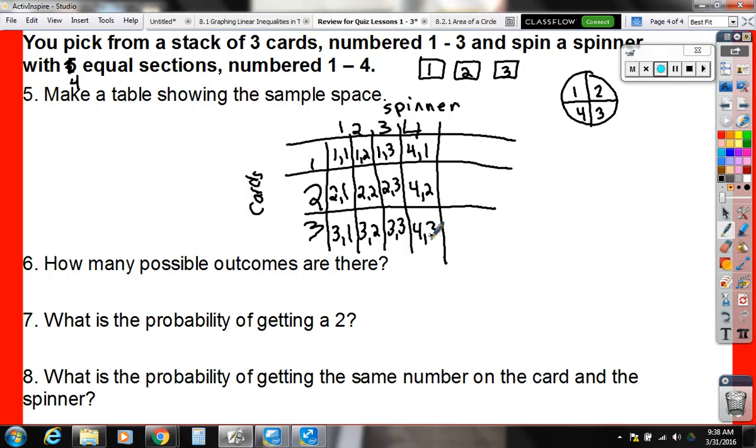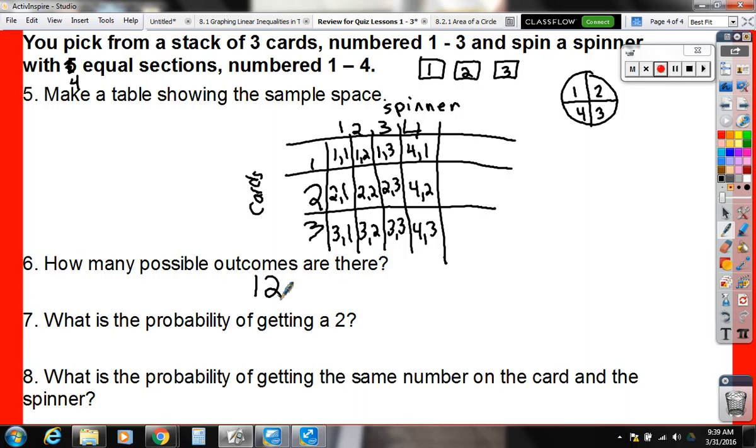Okay, now, how many possible outcomes are there? Each one of the little boxes in the table is one of the outcomes. One of my outcomes is that I could draw 1 and spin a 1. Another outcome, I could draw a 3 and spin a 4. Hannah, how many outcomes are there? 12. 12 outcomes. Good. We have 1, 2, 3, 4 across the top, 1, 2, 3 along the vertical. So 4 times 3 is 12. There are 12 possible outcomes.